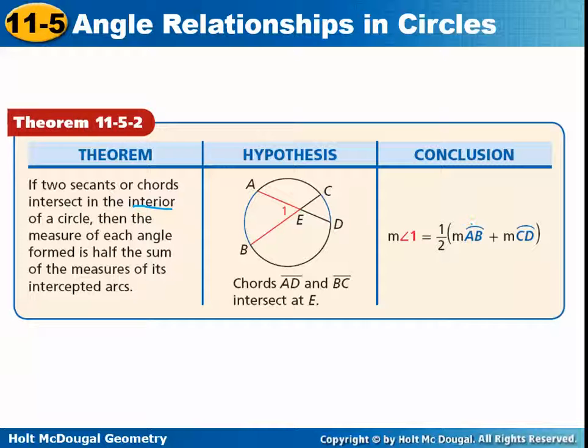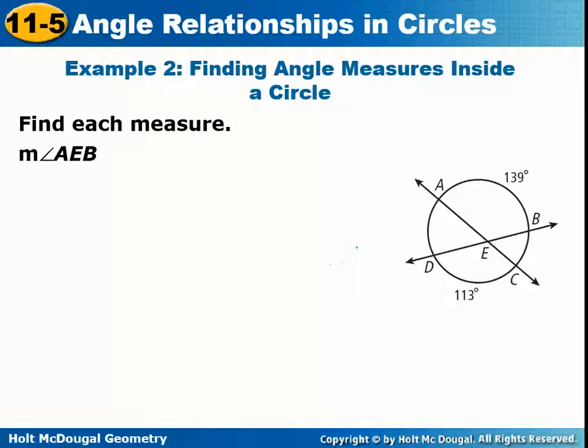So what do we need to do? We need to add together the arc that this angle is holding on to, and we also need to add to that the arc that this angle is holding on to. So the measure of angle 1 will be the sum of these two added together, and then take half of it. Let's see that in action.